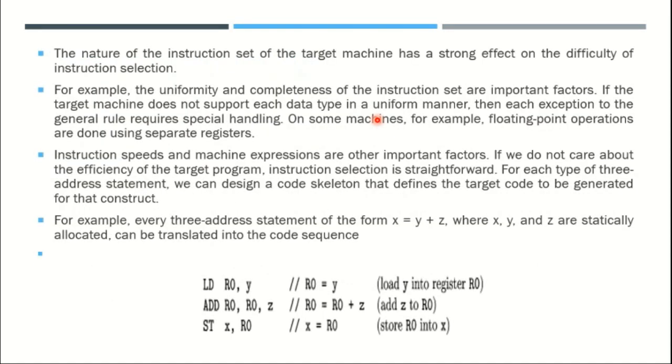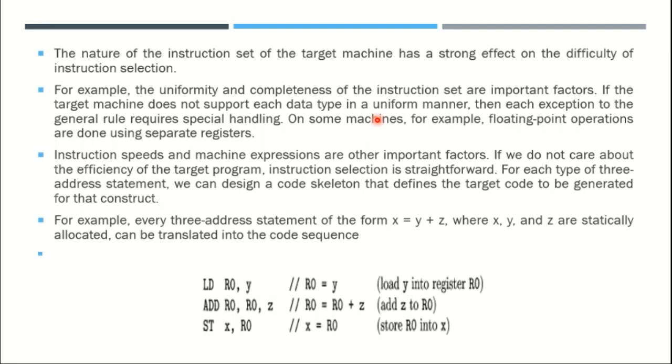Now we observe some examples of the nature of the instruction set of the target machine, for example, the uniformity and completeness of the instruction set. These are important factors. If the target machine does not support each data type in a uniform manner, so that the machine cannot treat each and every data type in the same manner, then code generation is very difficult.